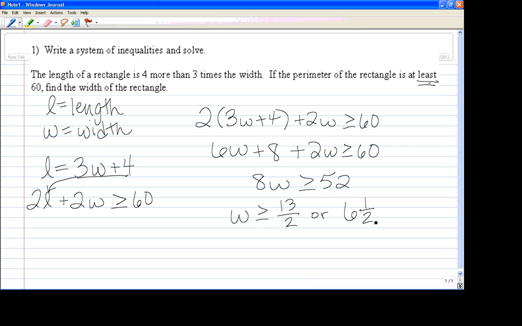And because this only asked about the width of the rectangle, then you can stop there. If you wanted to find the length, you can take this 13 halves or this 6.5 and plug it back in over here, into 2L plus 2W is greater than or equal to 60, and you could solve for the length as well. But because this just wants the width, we know that the width will be greater than or equal to 6.5.